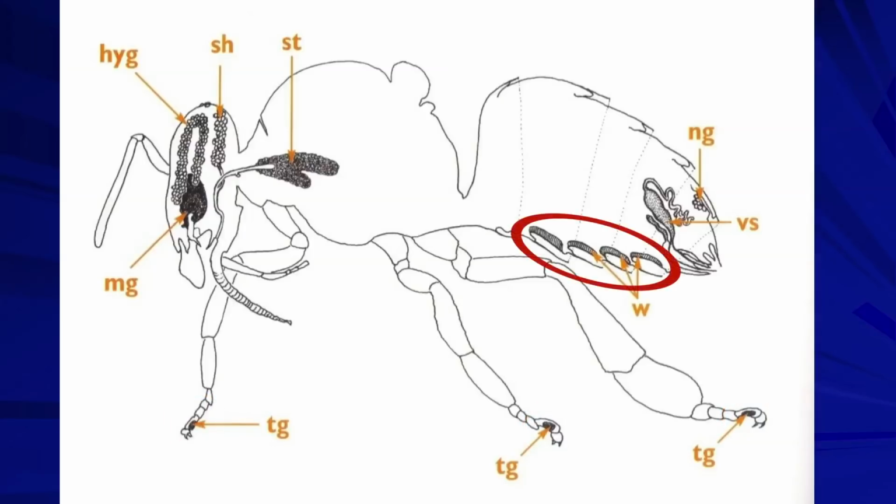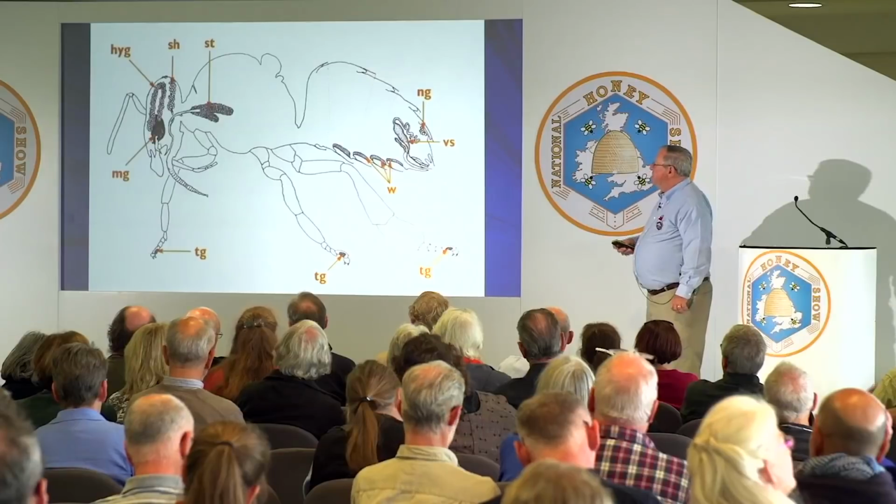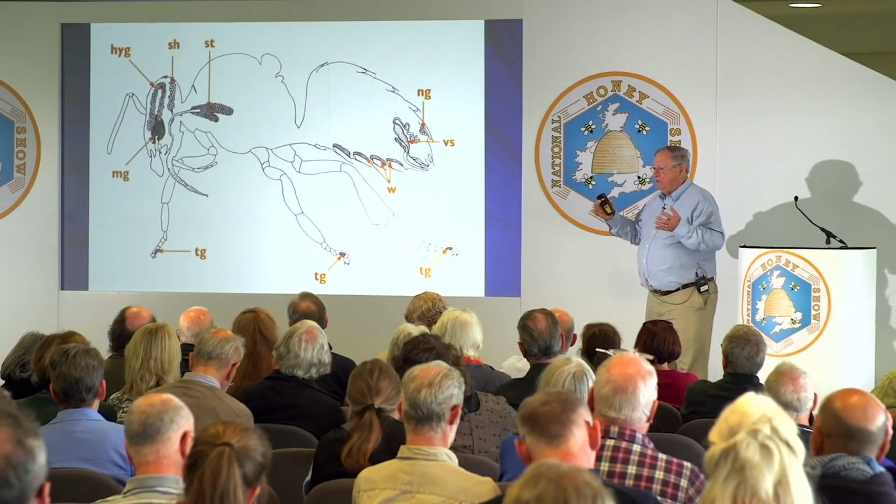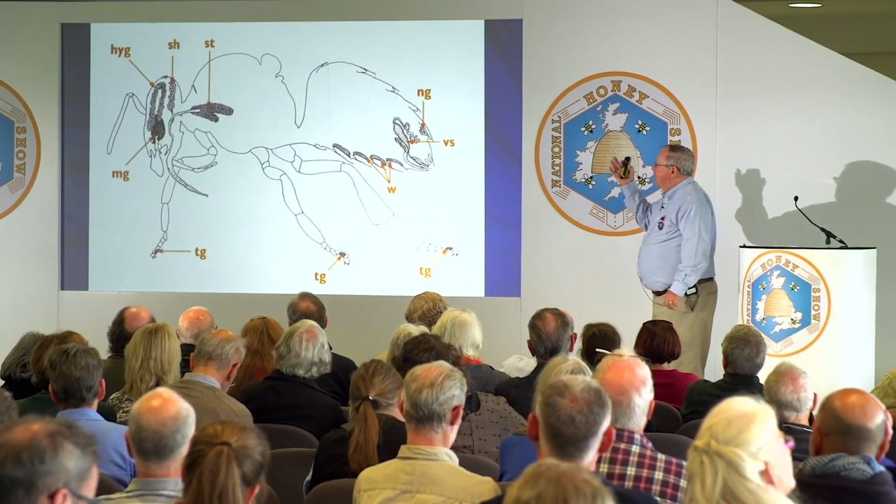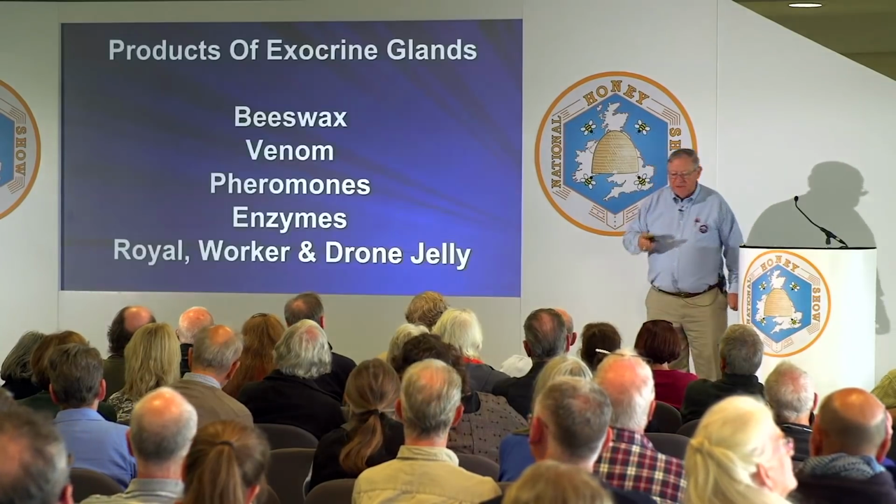And here we have the wax glands, where wax is secreted to the exterior surface, and you'll see the tiny flakes forming on the ventral surface of the abdomen. So these are all examples of exocrine glands. What are some of the products of these exocrine glands?